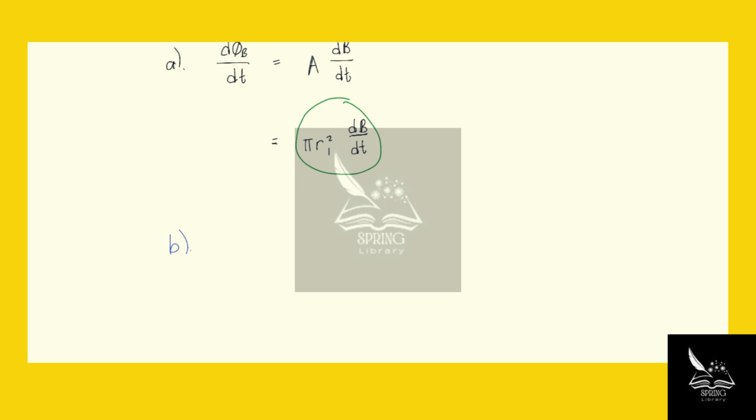Now in part B, we want to calculate the magnitude of the induced electric field inside the solenoid at the same distance r1 from the axis. We then want to show the direction of this field in a diagram.